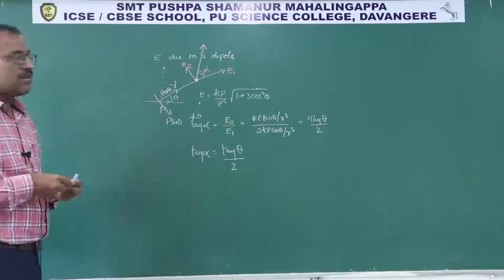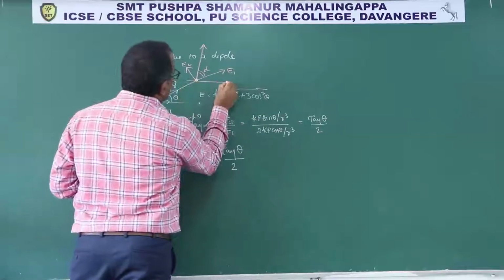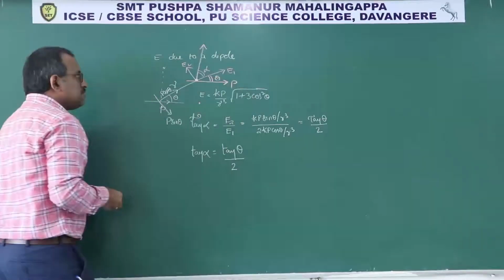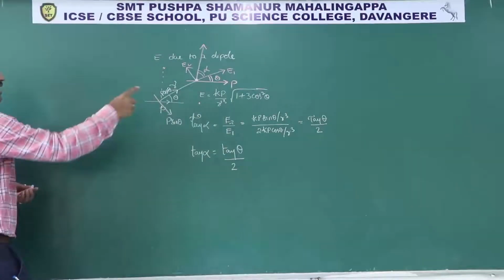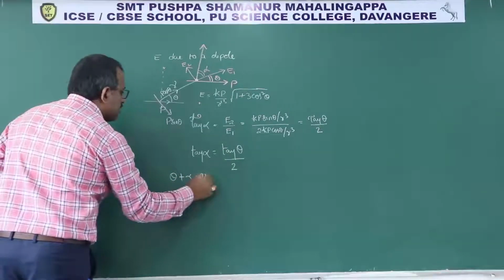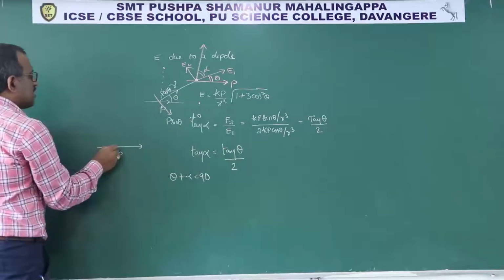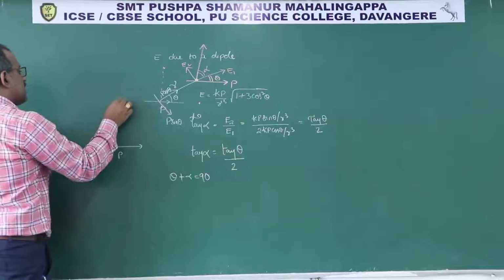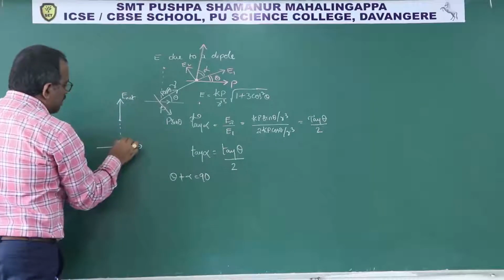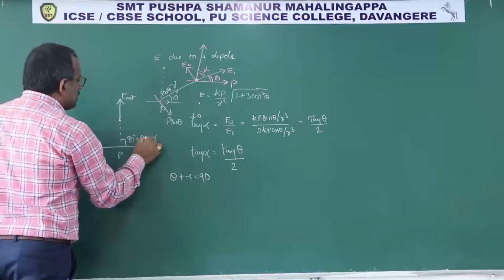Mind it. Now concentrate on this. What is this exactly? This is p, and this is theta. If you see the diagram carefully, if theta plus alpha is 90 degrees, what does it mean? It means the resultant at this point is exactly perpendicular to p, which is nothing but theta plus alpha equal to 90 degrees.